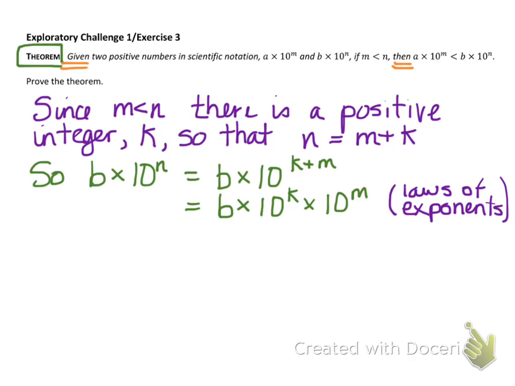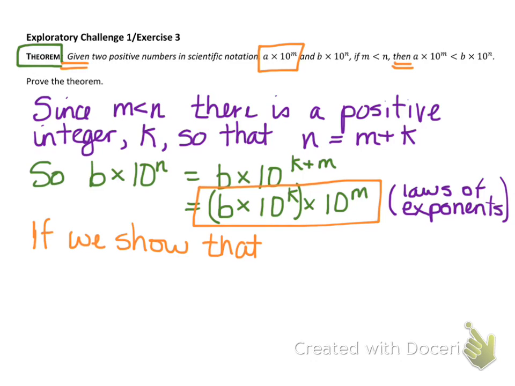Okay, so moving on. What I want to do is put the 10 to the k and combine that with b, because I'm trying to get two numbers that have the same power of 10. All right, so a has 10 to the m associated with it. So now my second number, b times 10 to the n, now I've expressed that in terms of 10 to the m. So I'm going to go ahead and compare these. Okay, so I'm comparing those two numbers now. I've just rewritten this one.